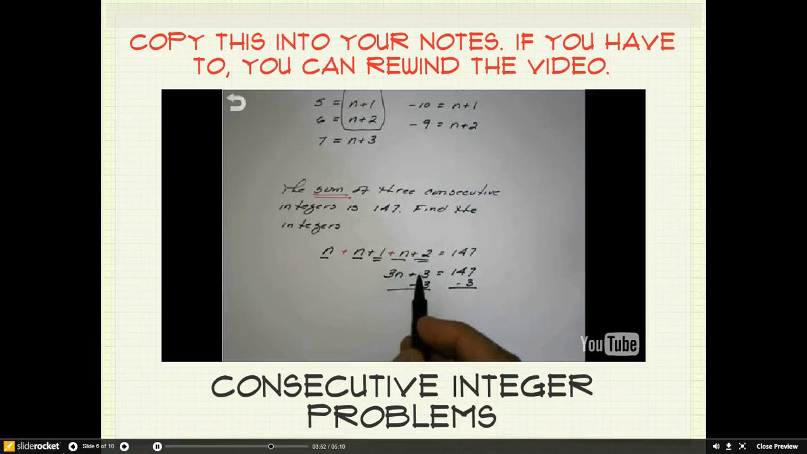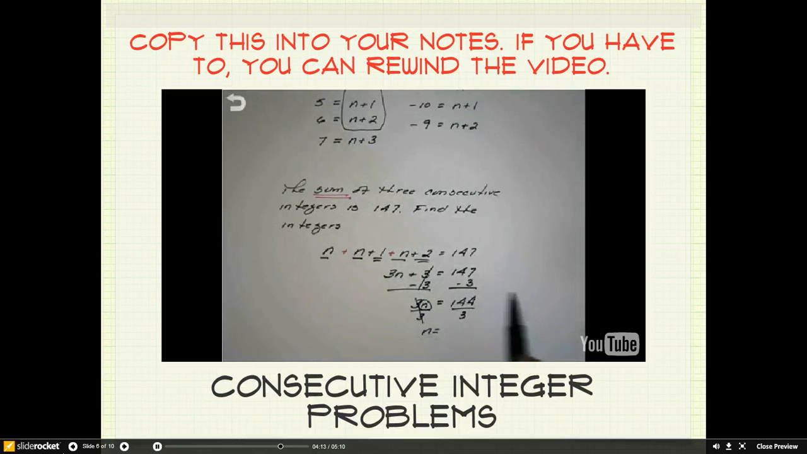3n plus 3 minus 3. The plus 3 minus 3 cancels. So I'll bring down the 3n equals 147 minus 3 is 144. Now I've got 3 times n, so I'll divide both sides by 3. Divide both sides by 3. The 3's cancel. I'm left with n.